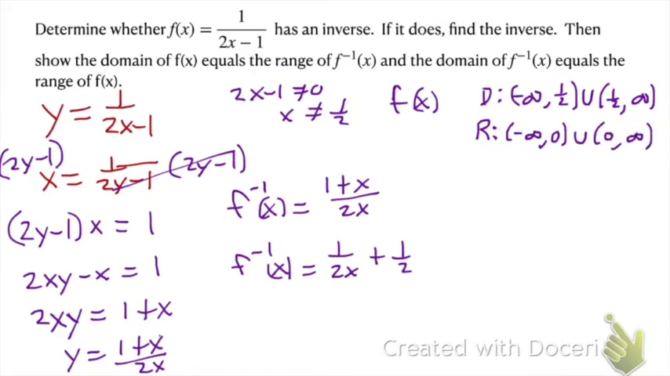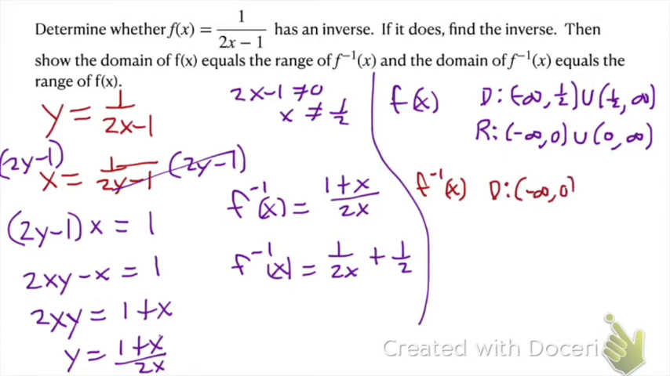There's my domain and range. Now let's do f inverse. What does f inverse have in it for our domain and our range? Well, if you look at our inverse function, what can the x not equal? X cannot equal 0. Everything else is included. So our domain for this one is negative infinity to 0, union 0 to infinity.